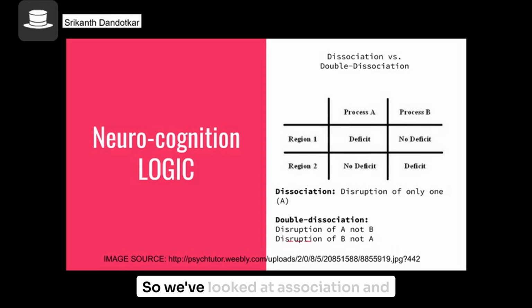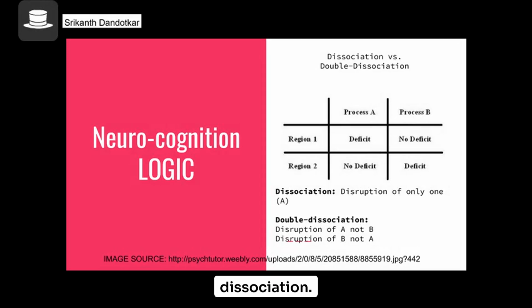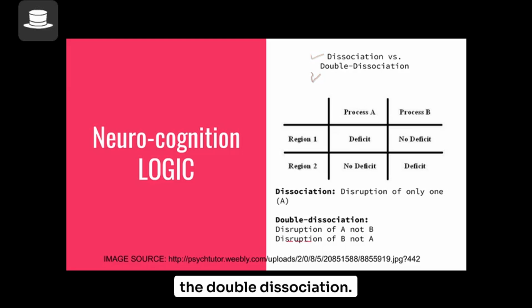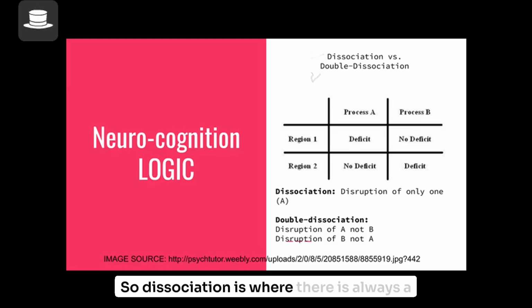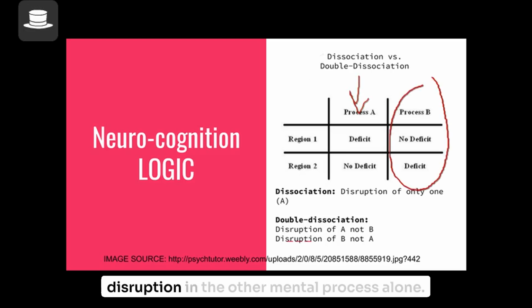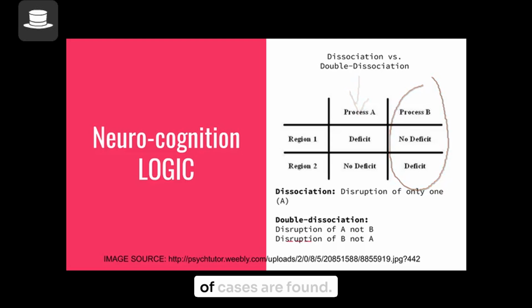So we've looked at association and dissociation. Now we'll talk about dissociation and double dissociation. Dissociation is also referred to as single dissociation to differentiate it from double dissociation. Dissociation is where there is always a disruption in one mental process, and there isn't a single case where there was a disruption in the other mental process alone. A double dissociation is when both kinds of cases are found.